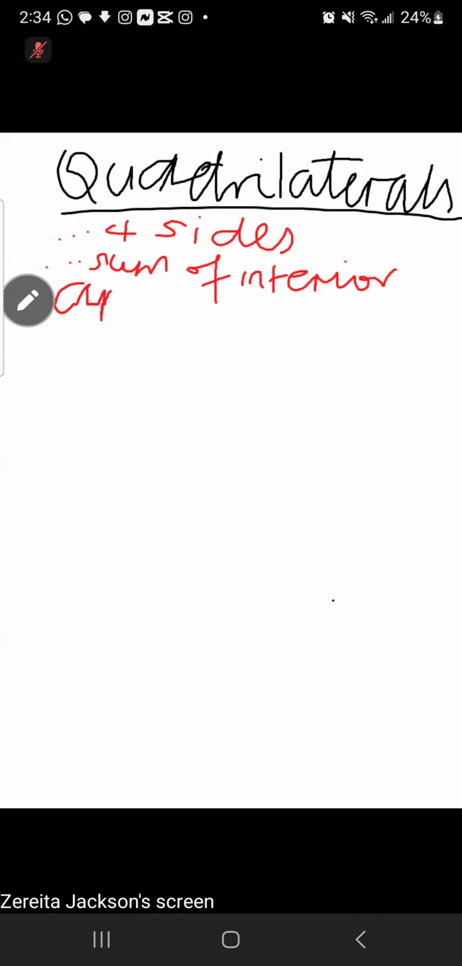We just had it in the table. Sum of interior angles of a quadrilateral. Look back in your 360 table.